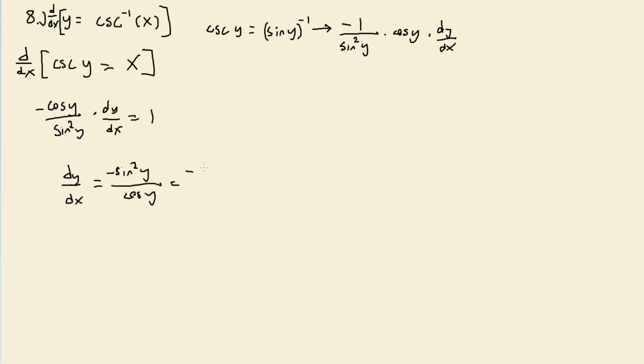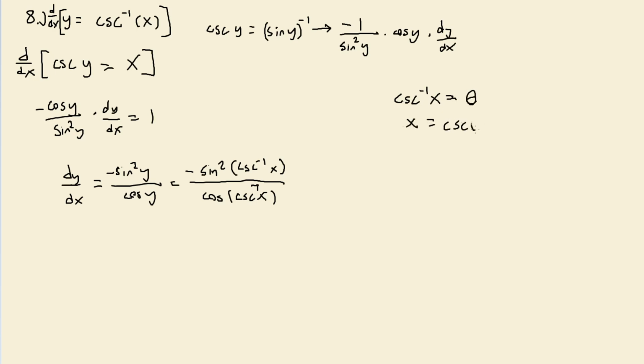And this is equal to negative sine squared of, let's make it explicit and re-plug in our expression for y, inverse cosecant of x, divided by cosine of the inverse cosecant of x. And so similarly, I want to construct a triangle where inverse cosecant of x is equal to theta. We take cosecant of both sides, we get that x is equal to cosecant theta.